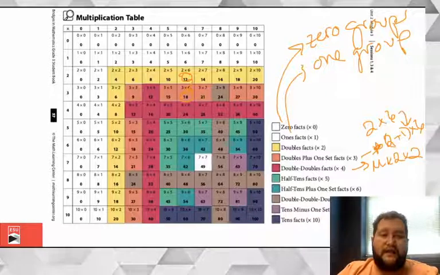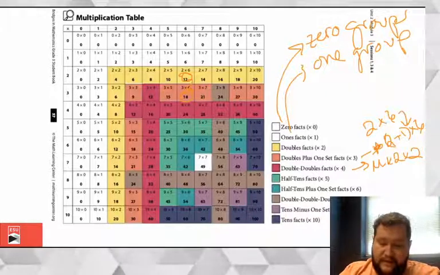Our half tens facts, well, maybe it'd make more sense to talk about tens facts. Tens facts rely on place value.